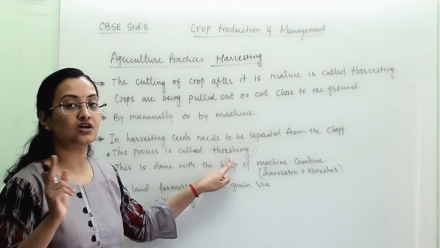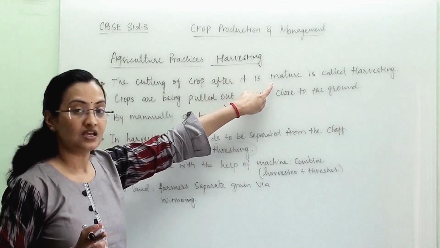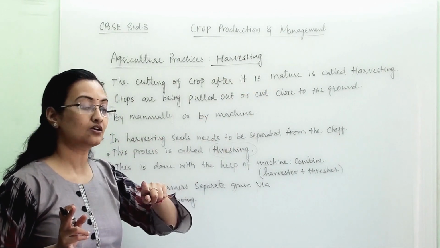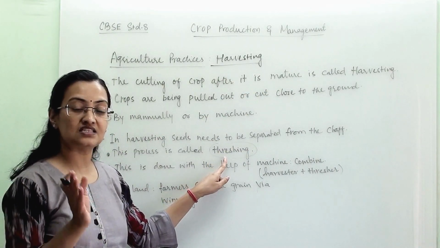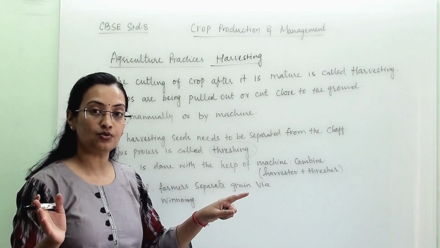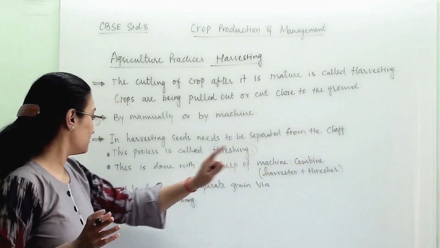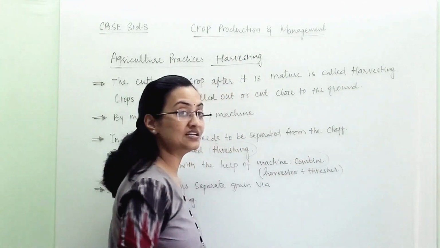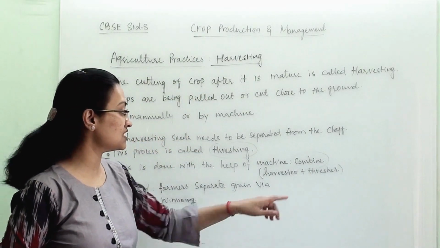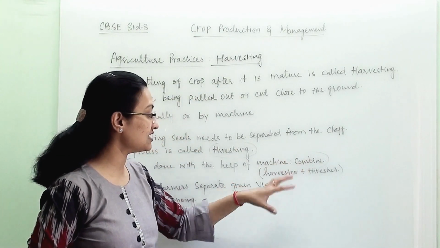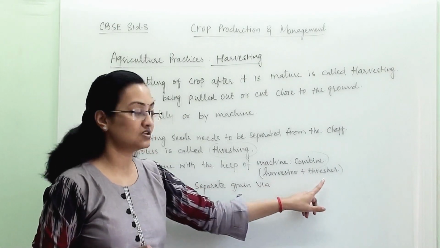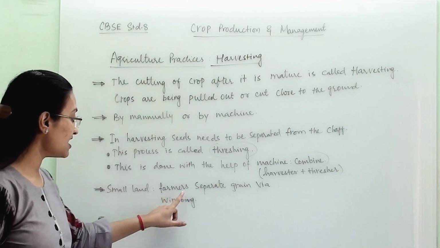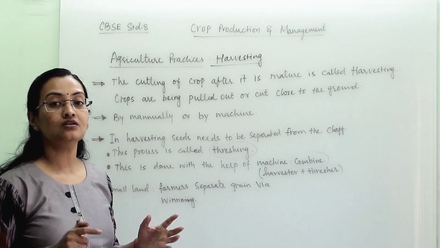Threshing and harvesting are different things. Harvesting is cutting the crop when it is matured. After cutting a crop, we do threshing, separating seed from the unwanted portion of the plant, or from the chaff. Now this is done with the help of a machine known as a combine. If the field is large, then farmers use a combine machine, which is actually a combination of harvester and thresher.